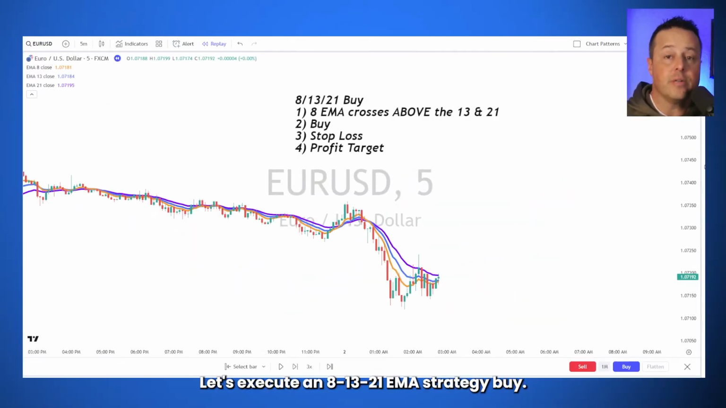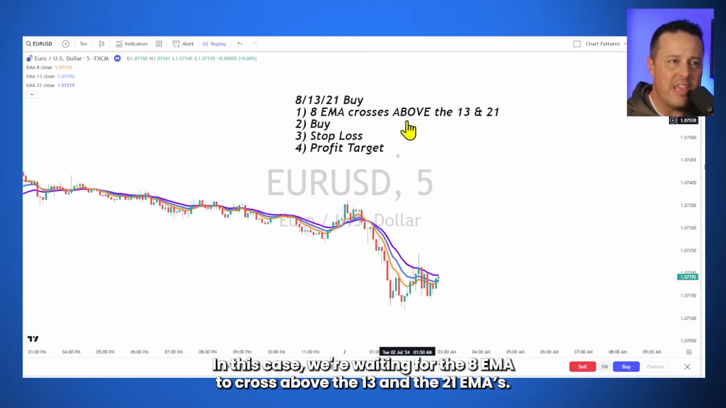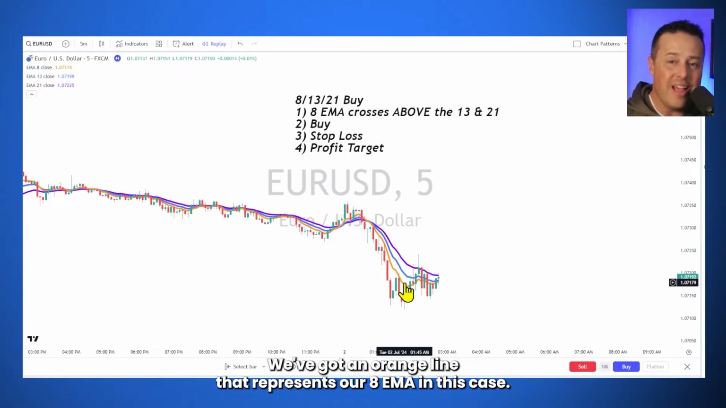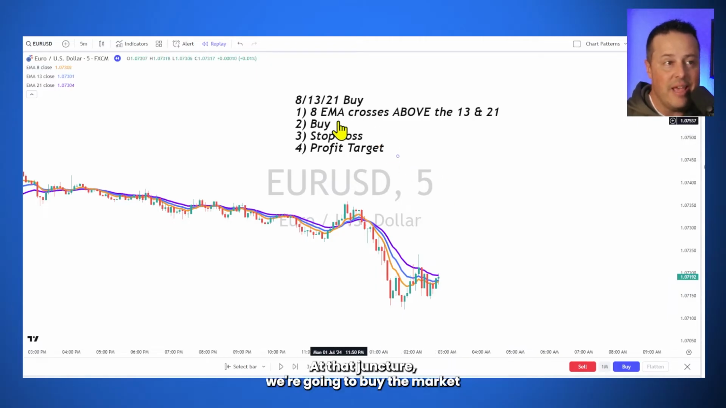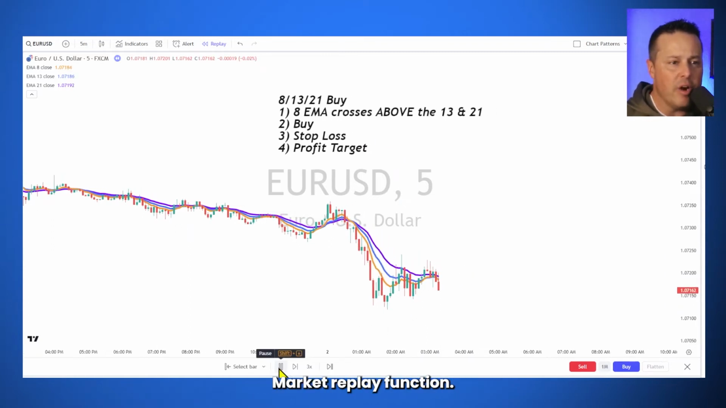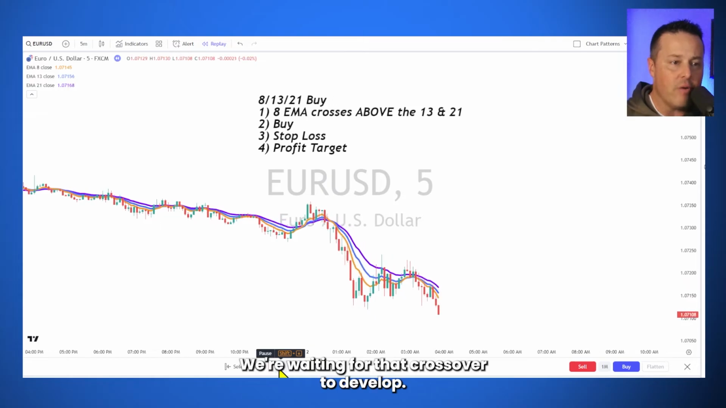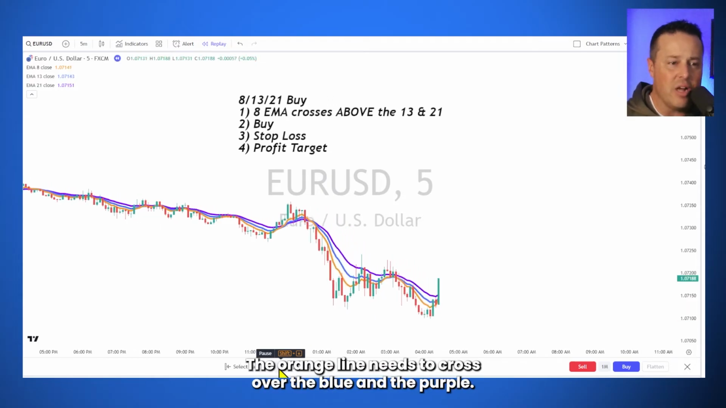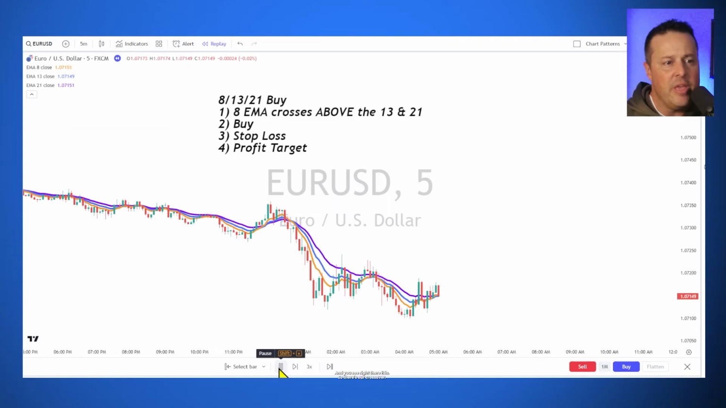Let's execute an 8-13-21 EMA strategy buy. In this case, we're waiting for the 8 EMA to cross above the 13 and the 21 EMAs. We've got an orange line that represents our 8 EMA in this case. At that juncture, we're going to buy the market, and then we're going to align our stop loss and profit target on the fly. So here we go with our TradingView market replay function. We're waiting for that crossover to develop. The orange line needs to cross over the blue and the purple, and you can see right there it is.